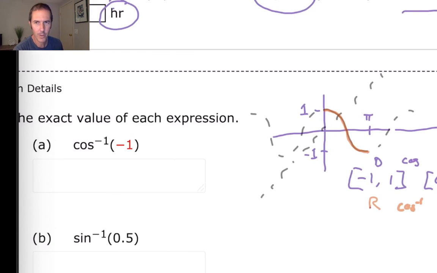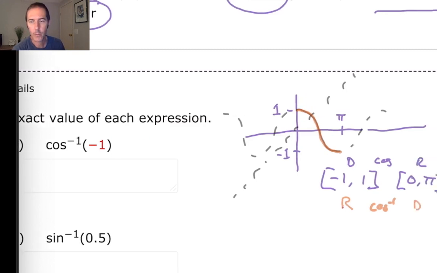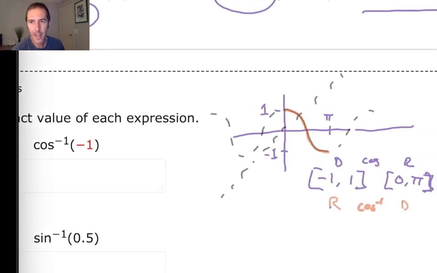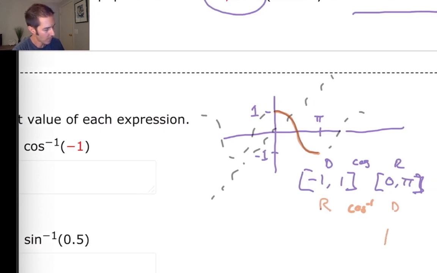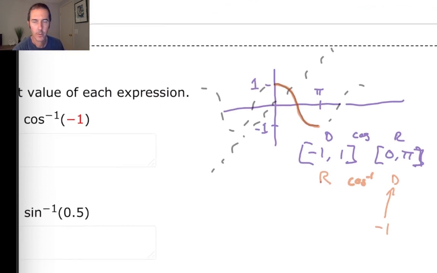Does that help me answer this question? For me, it does. Because what I'm doing in question part A is I have the inverse cosine of negative 1. So I'm using negative 1 as an input value into the inverse cosine function, which means I'm taking a negative 1 as a domain value, an input value for the inverse cosine function.